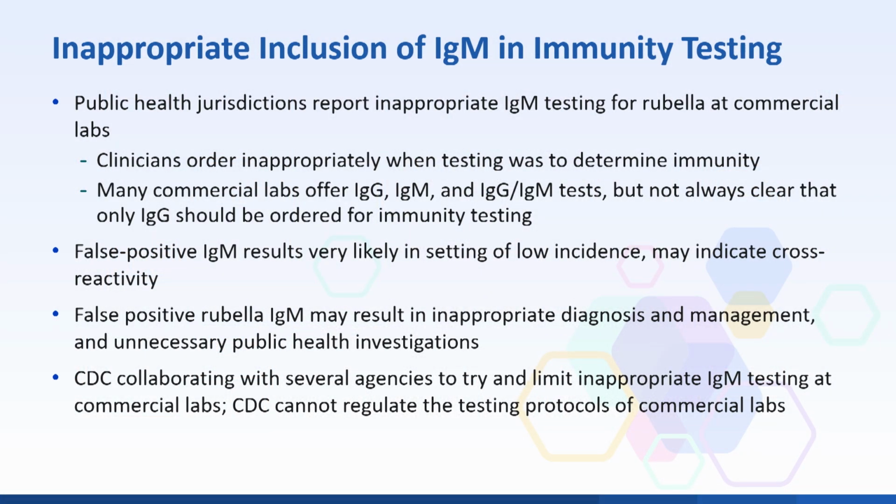Use of both testing methods provides additional confidence in results, potentially limiting false positive results due to cross-reactivity and false negative results due to timing of testing. Public health jurisdictions have reported that IgM testing for rubella is often done inappropriately at commercial labs. This testing is frequently ordered when the goal is to determine immunity. But it's important to note that only IgG should be used for this purpose.